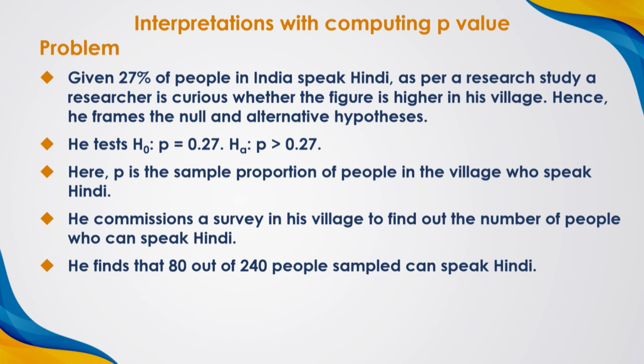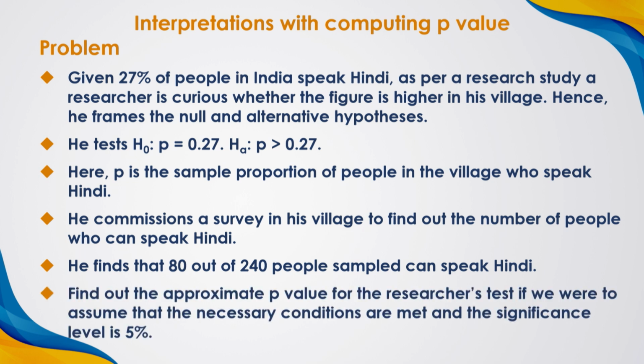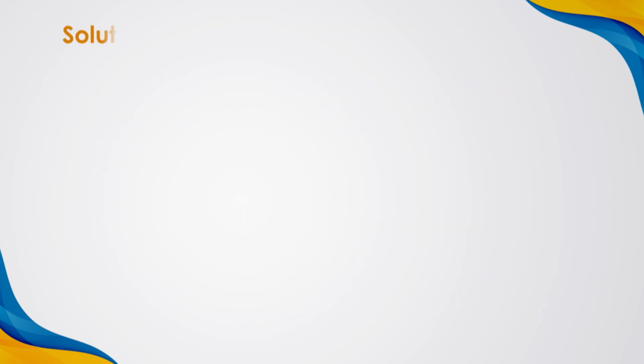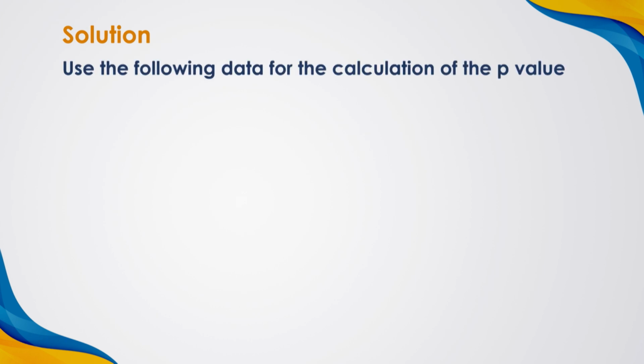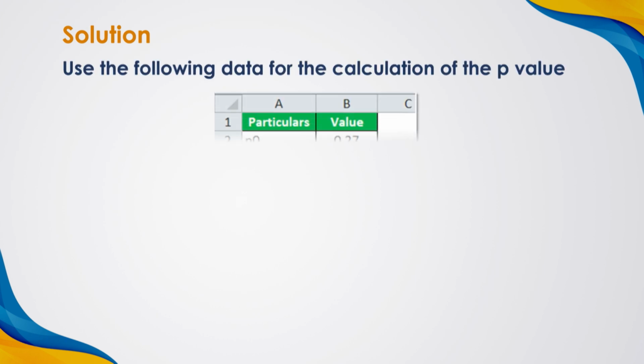What it means is that the number 80 is favorable to Hindi speaking, and the number 240 is the total sample size. So, find out the appropriate p-value for the researcher's test, assuming that the necessary conditions are met and the significance level is 5%. Solution: use the following data for the calculations.